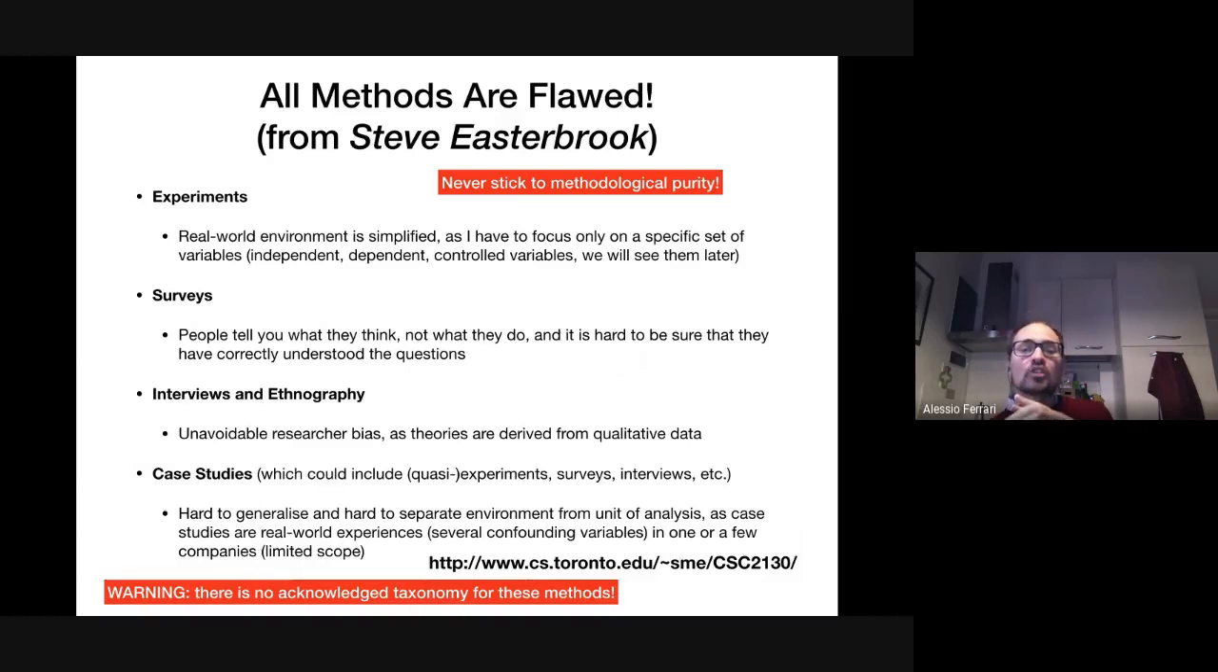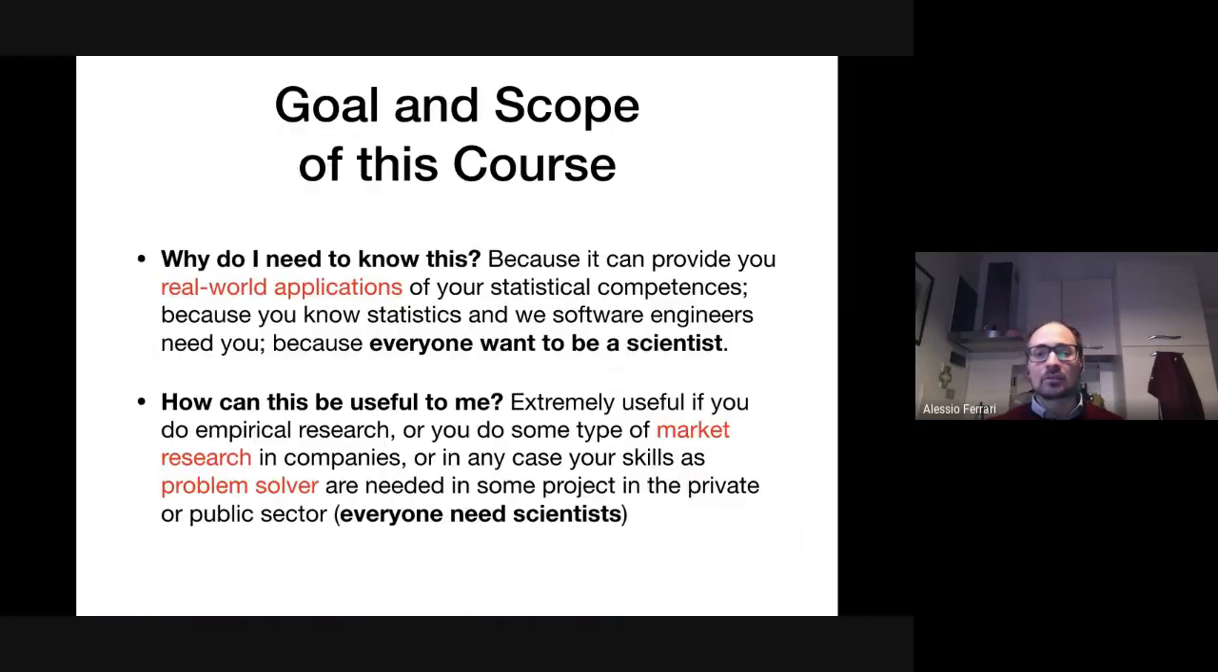Okay, so the issue is never to stick to methodological purity. Don't think that your results for any method would be the real results. You have some confirmation of your theory, but you're never sure. Also consider that there is no taxonomy for these methods. I will try to give you synonyms for things, but try to remember the names: experiments, surveys, interviews, case studies. In some cases you may find a mix between names and some synonyms used.